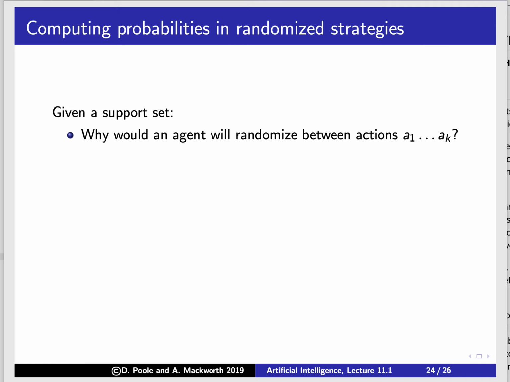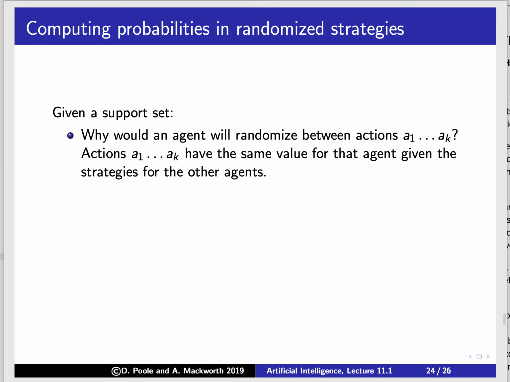Well, the only time it would do that is if it can't decide between them. And the only reason it can't decide between them is if they have the same utility. So the only time you're going to randomize between actions A1 to AK is if actions A1 to AK have the same value for that agent given the strategies for other agents. So the only time we're going to randomize is when we have the same value for this.